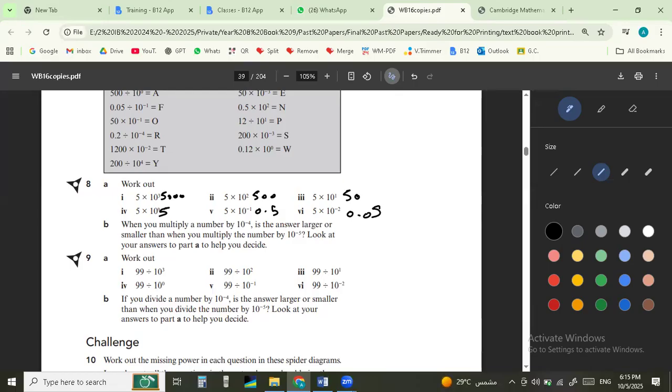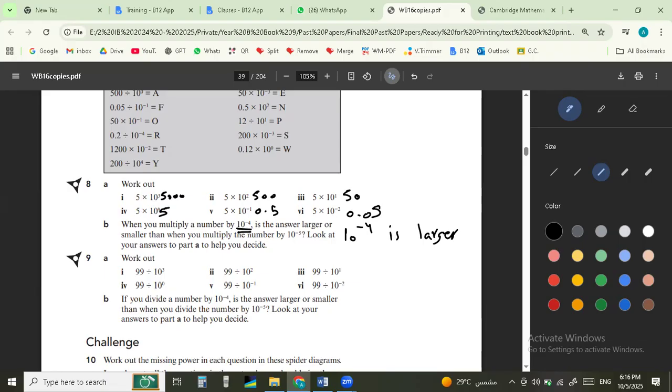When you multiply a number by 10 to the power of negative 4, is the answer larger or smaller than when you multiply by 10 to the power of negative 5? You're multiplying, so compare the powers. Which one is larger, 10 to the power of negative 4 or 10 to the power of negative 5? Look at the power. This power is larger than this power, so this one is going to give me a larger answer. So 10 to the power of negative 4 is larger.